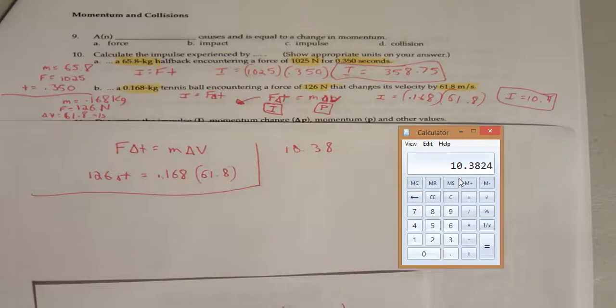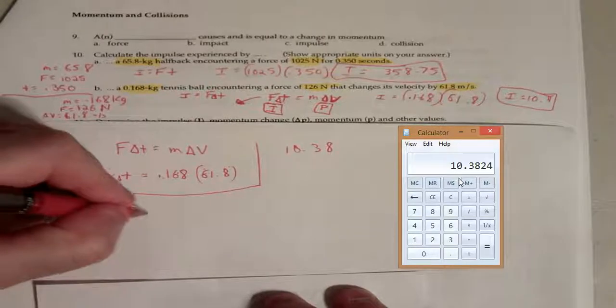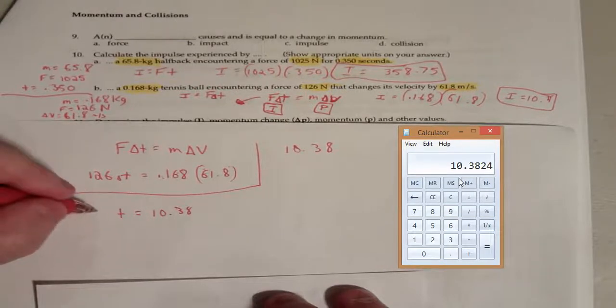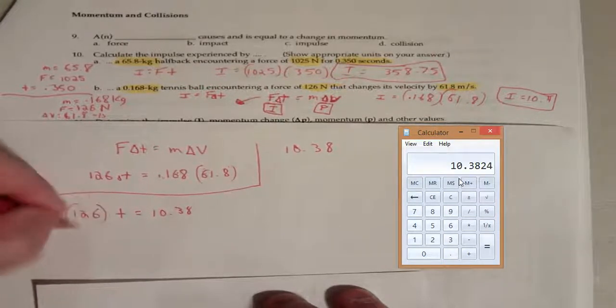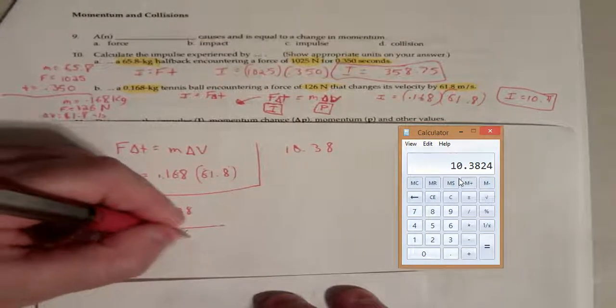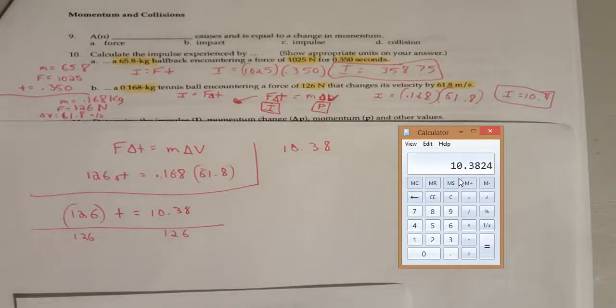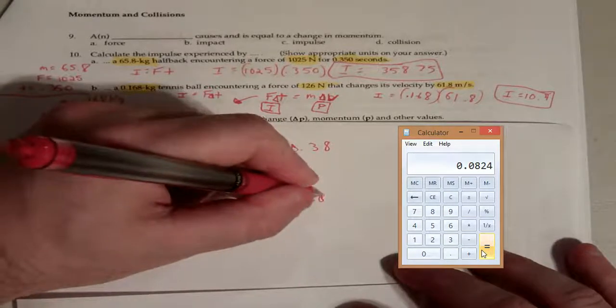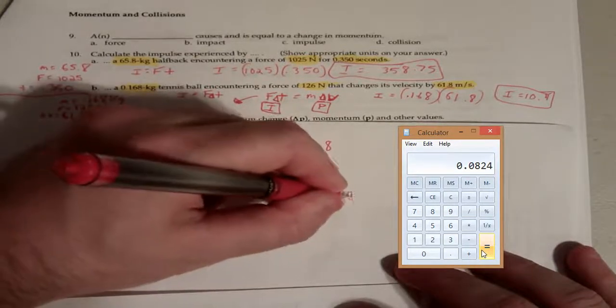So now let's take this. We know this times this. I'm going to rewrite it. 10.38 equals time times 126, because that was our force. If we divide this over 126, we should get 0.0824. So our time equals 0.0824. This is all extra stuff, right?